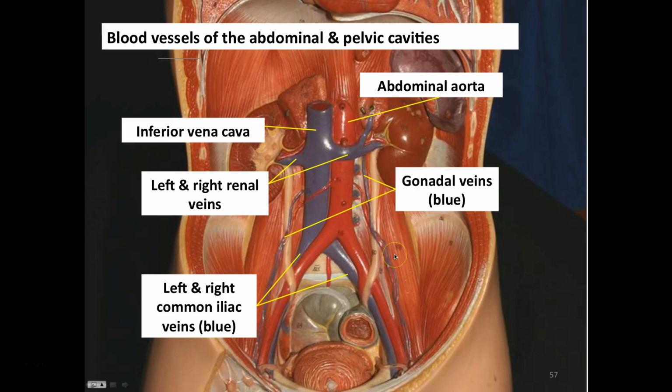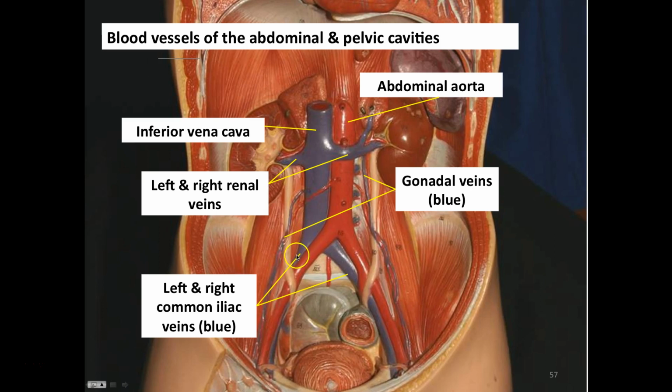This is our final slide, looking at that same model that we saw earlier when we were looking at the arteries, but it's now labeling the major veins in the abdominal region. We have the inferior vena cava. Let's get the arrow back up. The inferior vena cava, and notice how it sits to the right of the abdominal aorta that we saw before. So there's our abdominal aorta and the inferior vena cava.